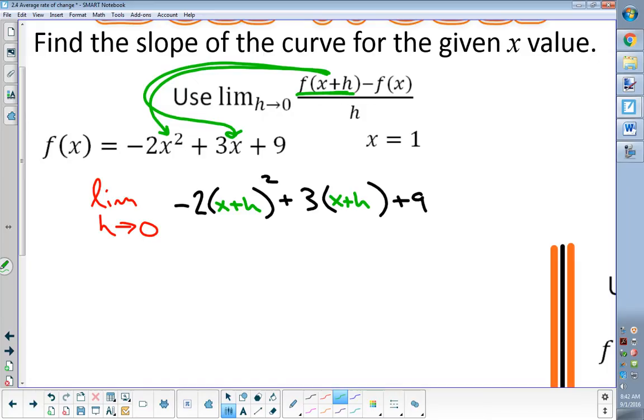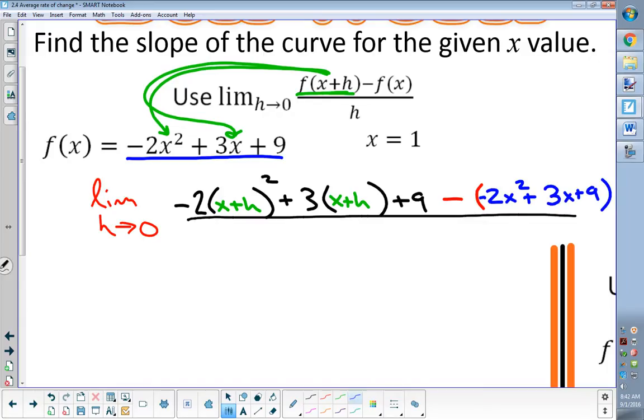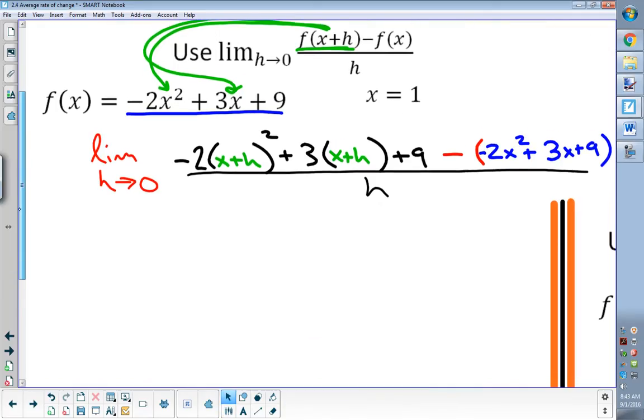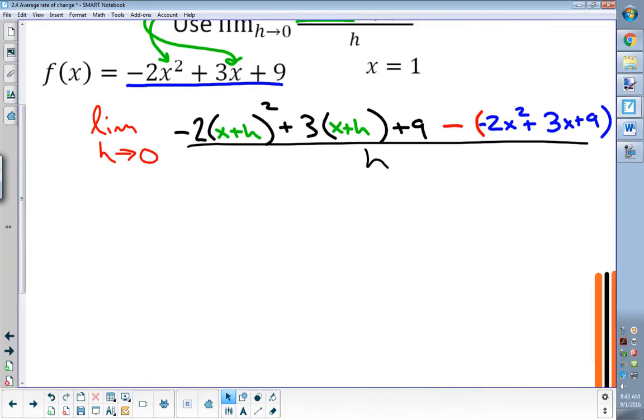Then it says minus f of x. So when I do minus f of x, Mason, what do I have to make sure I do here? Parentheses. It's minus f of x, and she's going to fill this in everywhere for f of x. So it's going to say 2x squared plus 3x plus 9. Oh, negative in front of the 2. Sorry. Thank you. There's that. This thing is all over h. There's my initial setup.